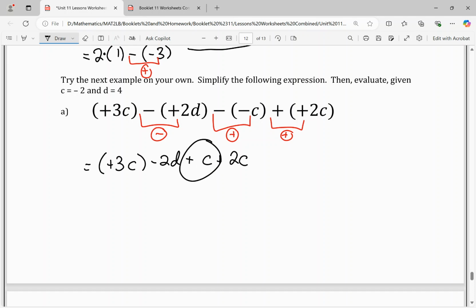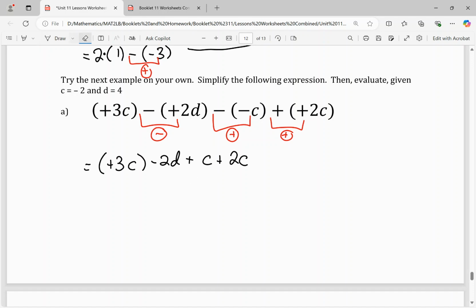All right, while I'm here, I'm just going to do a couple small things to help us process this information. First of all, this c right here that doesn't have a coefficient, that coefficient is 1. Second of all, this first term with these brackets, we don't need those there. We can drop them.